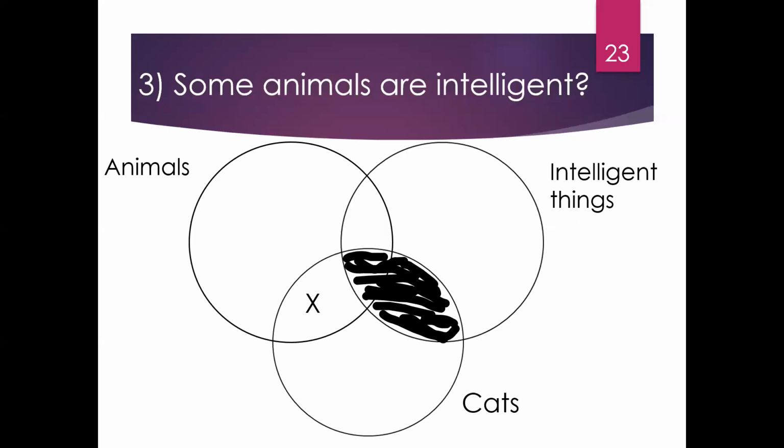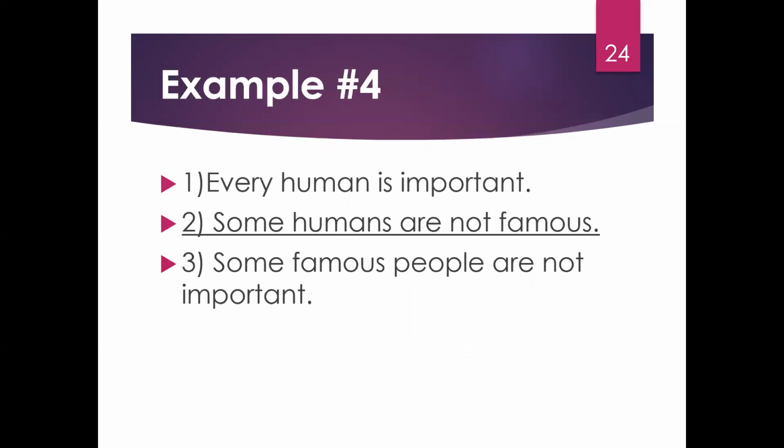Now, can we read the conclusion off of this Venn diagram? The conclusion, again, is some animals are intelligent, and we cannot. There is no X there. There's nothing that exists in that overlapping area of animals and intelligent things. There's no X there. And so we don't know. And so if you don't know, that means that the conclusion could be false, which again means that we have an invalid argument. Okay, one more example.